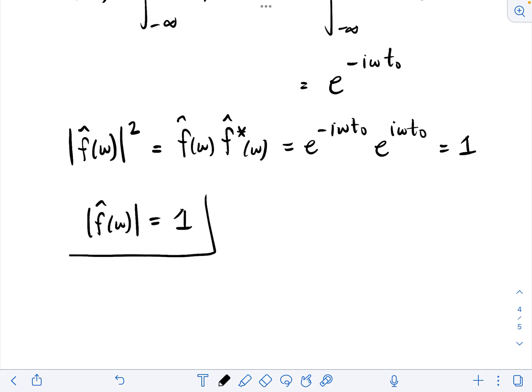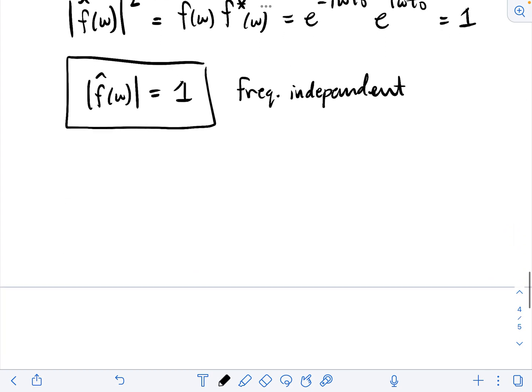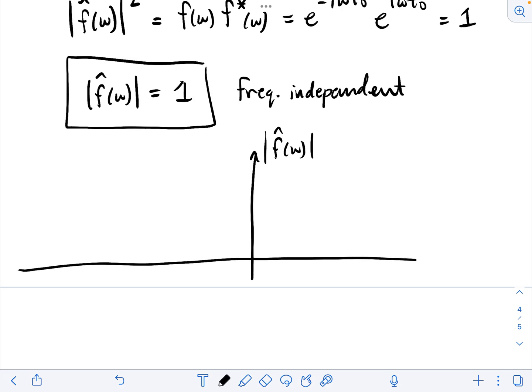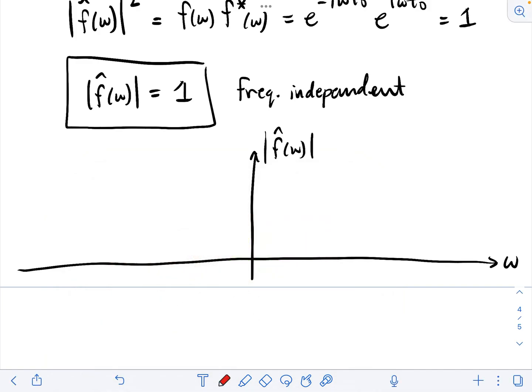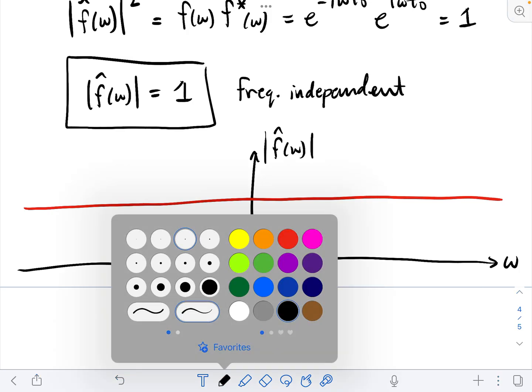This is frequency independent. Or in other words, f hat of omega is just constant in frequency. Its value is the same at all frequencies. So if we were to plot this f hat of omega magnitude as a function of frequency, it's just a flat line. And that flat line in this example just sits at 1.